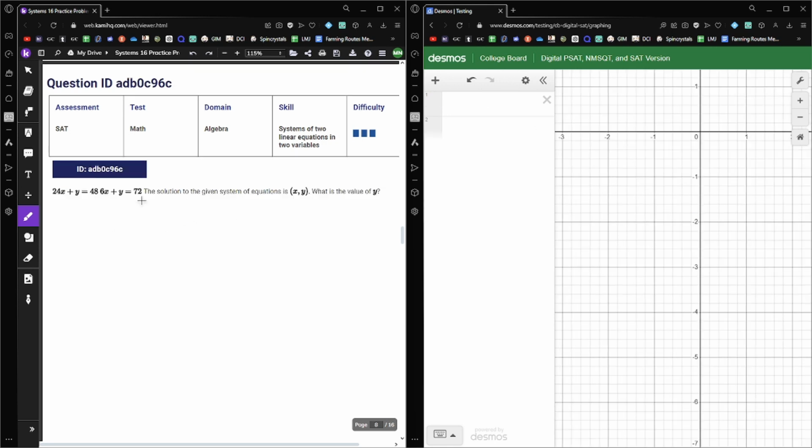Question number 8. We have this system. Okay, give me a second. Alright, that's our first equation, and this is our second equation. So, the solution to the given system of equations is (x, y). What is the value of y?